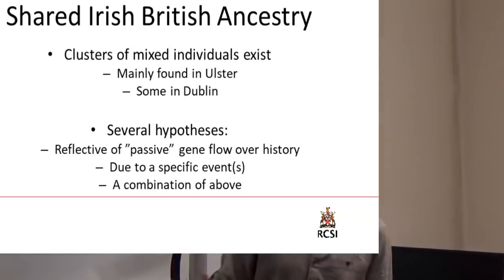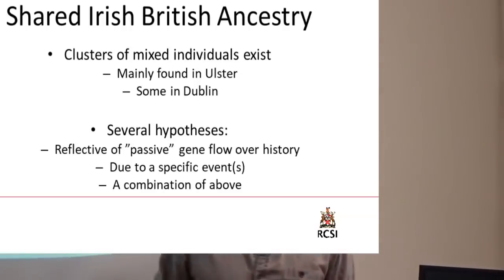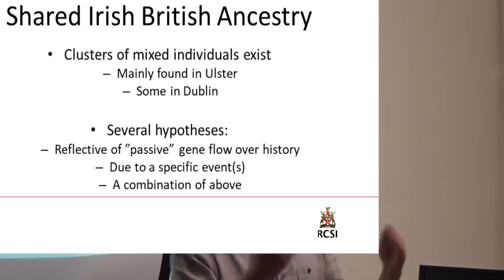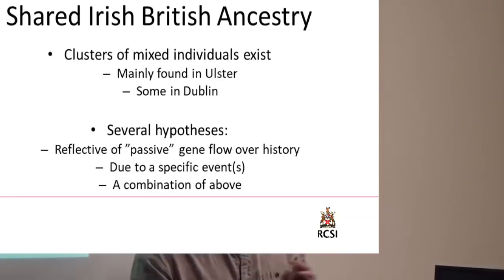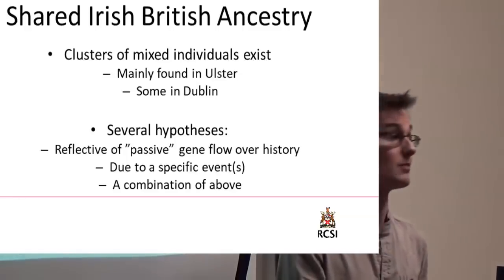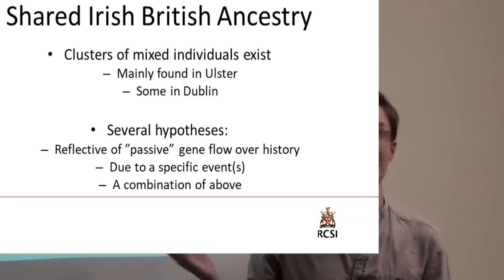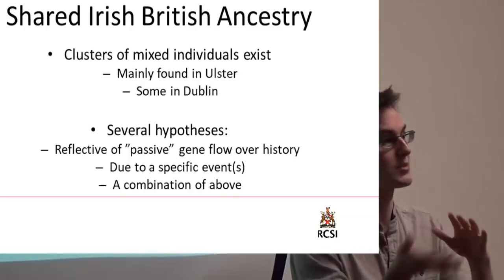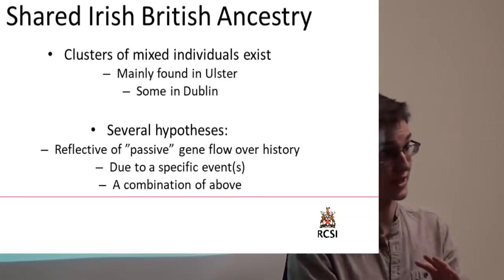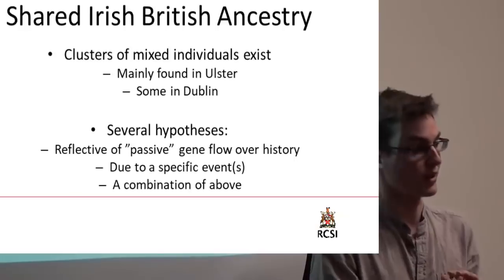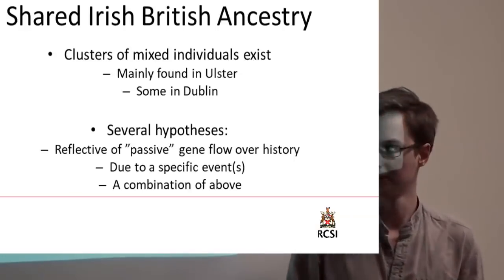So there are several hypotheses for how these clusters could occur. They could just be a reflection of passive gene flow between Ireland and Britain. So over the millennia, people have just taken a boat over the Irish Sea, from both sides, and mixed with the different populations there. And what we're seeing here is just a reflection of that, a subset of individuals with Irish ancestry that are of mixed British and Irish ancestry.